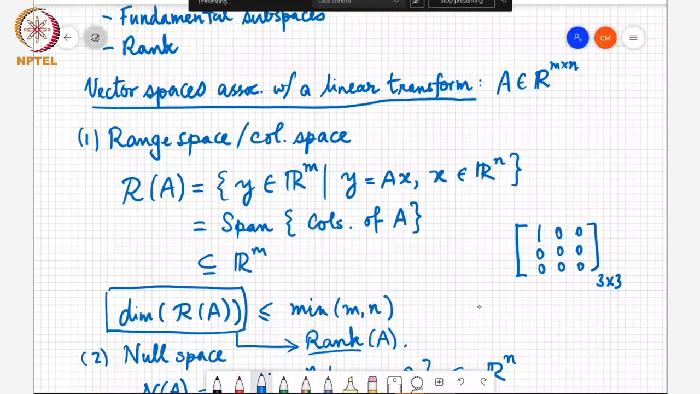Okay. So it's easy to find matrices for which the dimension of the range space of A is less than min of M N. That is called a rank deficient matrix, if you know it already. So that's when the rank of the matrix is smaller than the smaller of the two dimensions of the matrix.